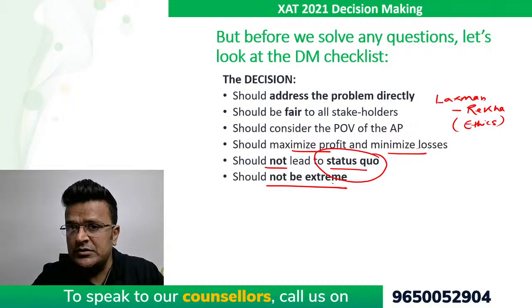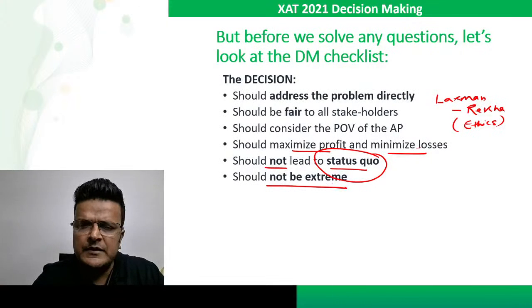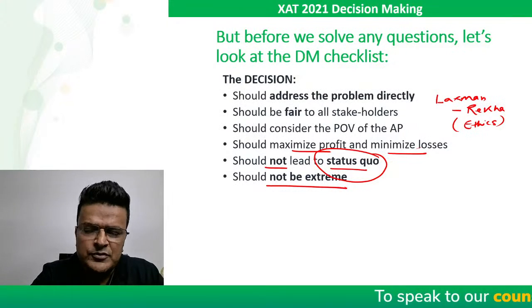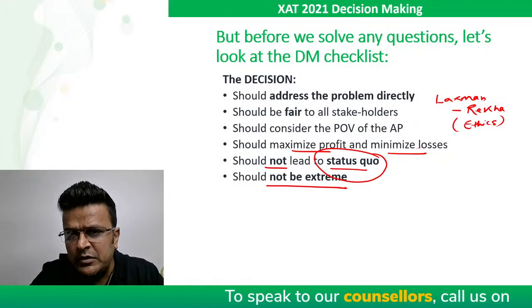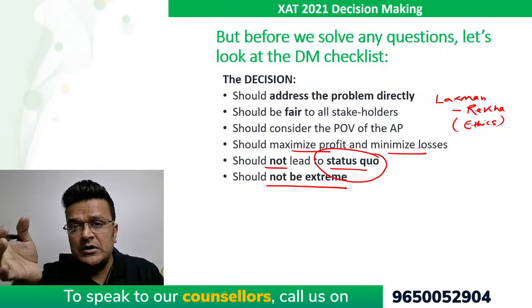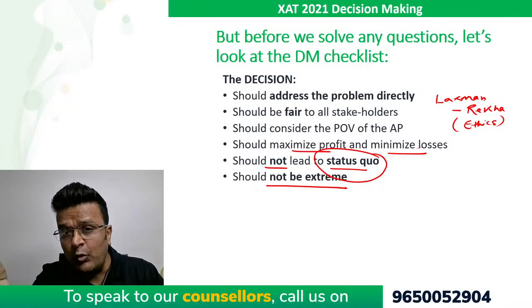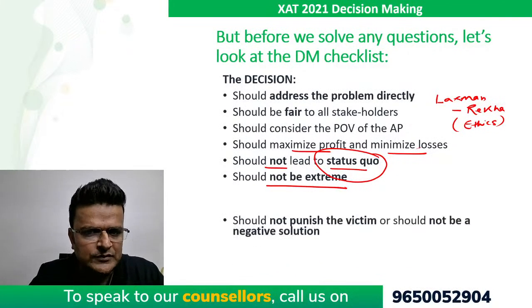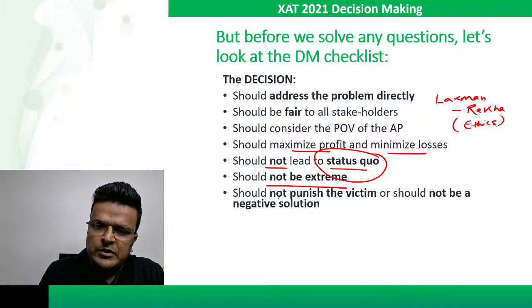Extreme decisions should be avoided. So killing or straight away firing or forcing people or straight away threatening people or doing something negative straight away, or using words like always or only or never should be avoided because they tend to become extreme choices. Try to avoid punishing the victim.